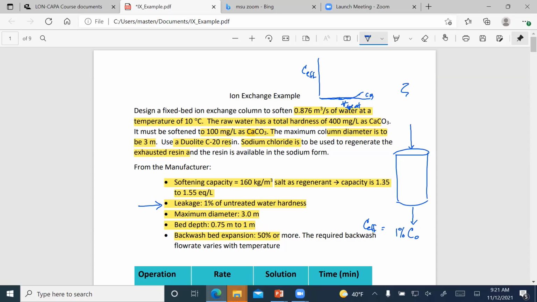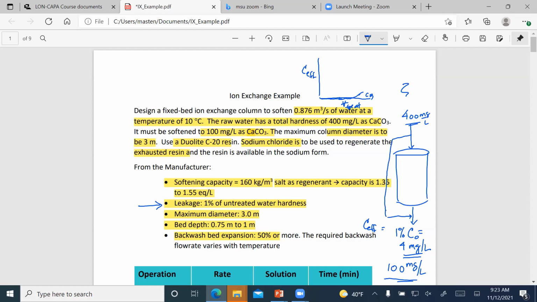It's not 0. Now, you're asked to soften to 100 milligrams per liter. How am I going to achieve that? Under these conditions, this will be 4 milligrams per liter. This is 400 milligrams per liter, but what I want to achieve is a water with 100 milligrams per liter. So what can I do? How can I solve this problem? This is what I want. I'm starting with 400. The effluent is 4. What can I do?